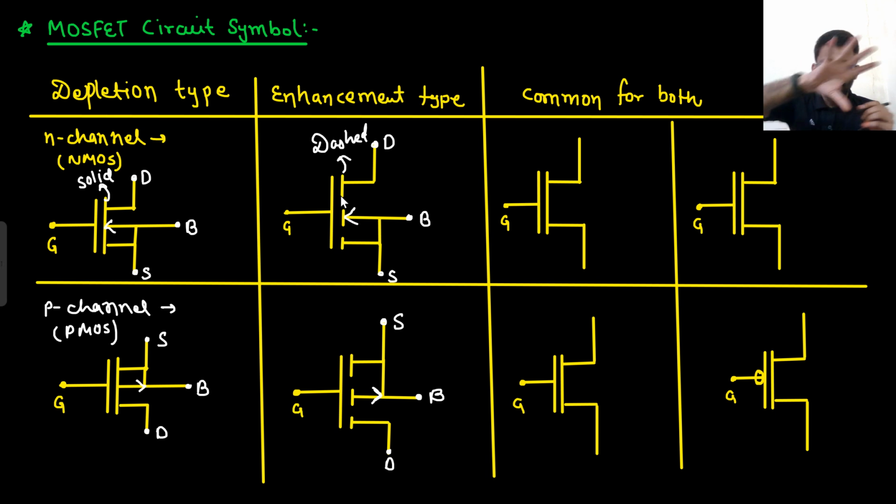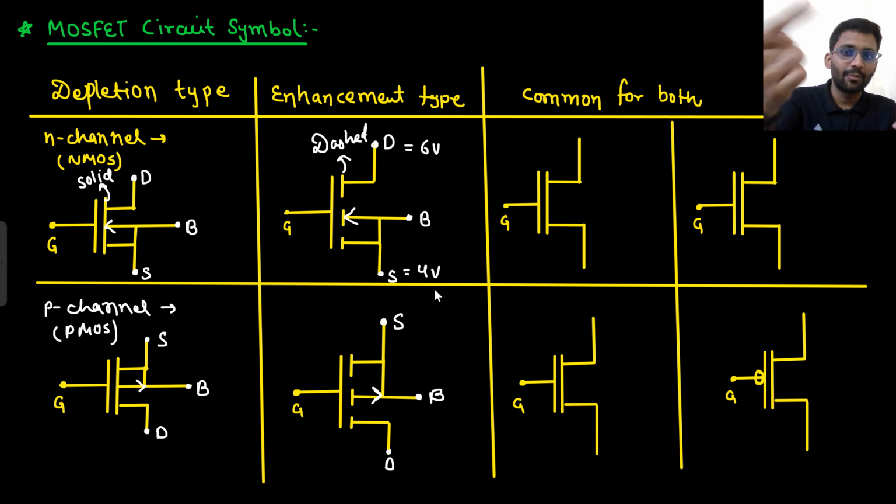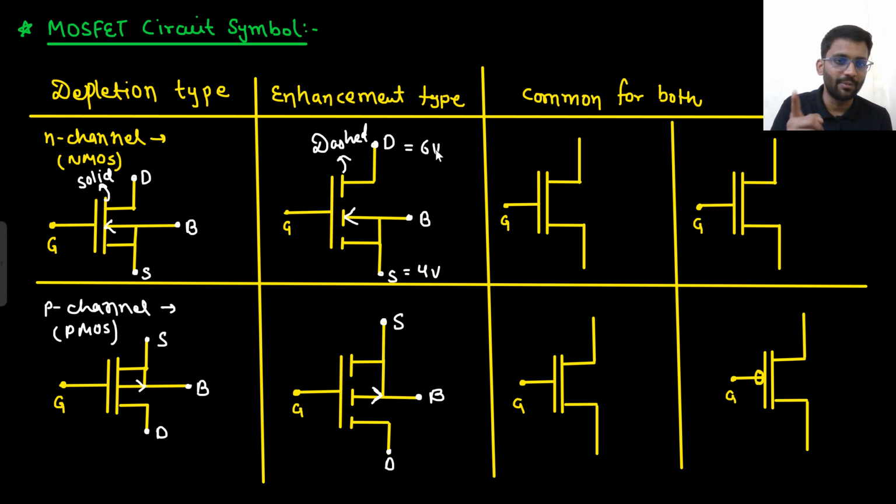So if any particular circuitry is given, any particular MOS is given, and they haven't shown drain and source, you don't know that, but you know the absolute potential of two nodes. You know the potential of this node is 6 volt, and the potential of this node is 4 volt. So first you will see the arrow is inward from body, that means it is NMOS. And if it is NMOS, higher potential will be drain and lower potential will be source. So wherever you see high potential, that will be drain, and wherever you see lower potential, that will be source.